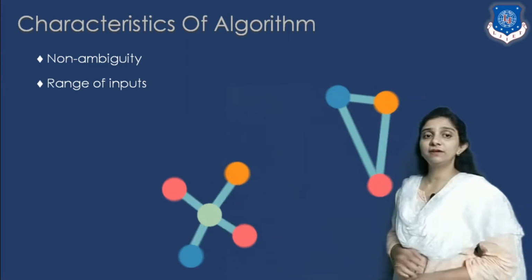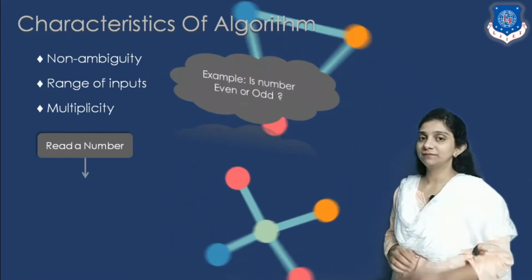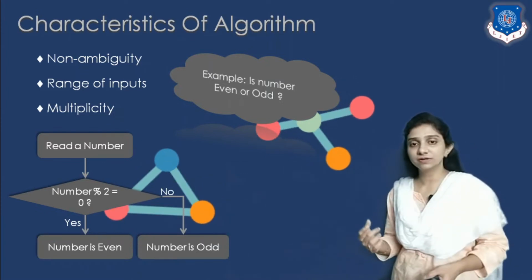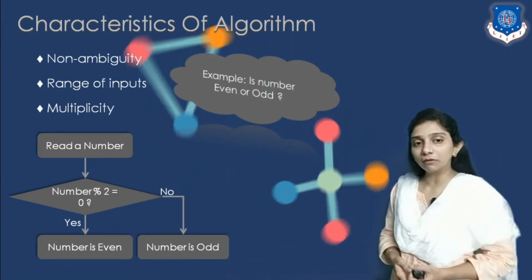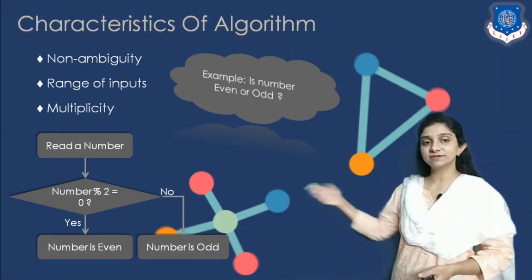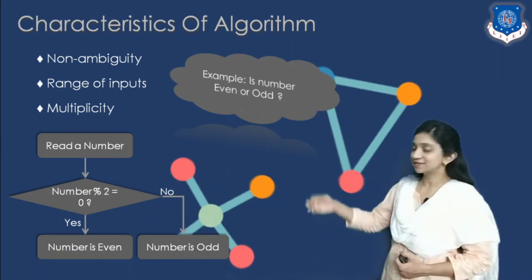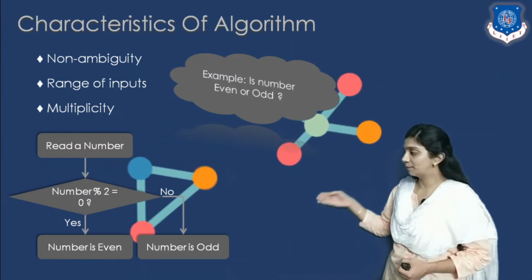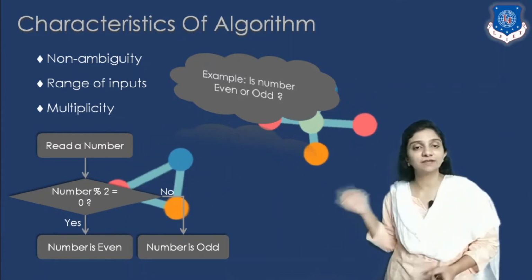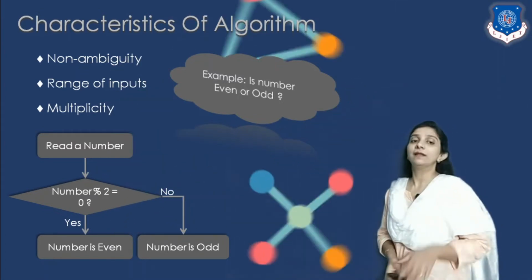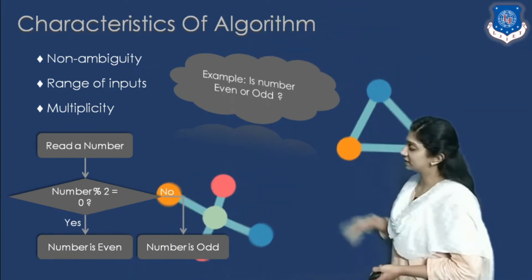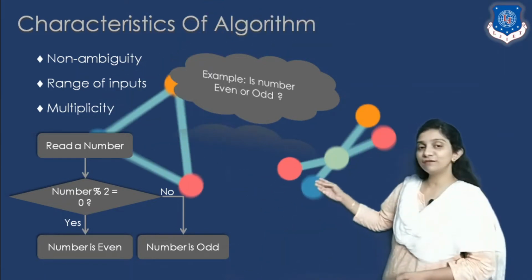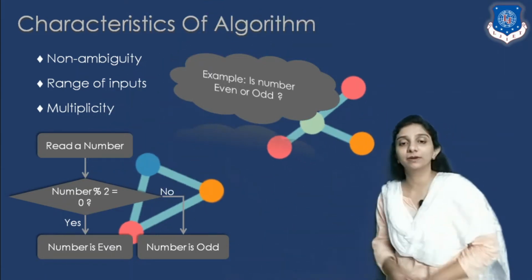The next property of algorithm is multiplicity. Take an example. If I want to find whether a number is even or odd and I want to write down its algorithm, let me represent it in a first way. First, I will read a number. Second step, I will take the number modulo 2, that is nothing but finding the remainder. Now, if the remainder is 0, I conclude that the number is even. But if the remainder is non-zero, I conclude that the number is odd.